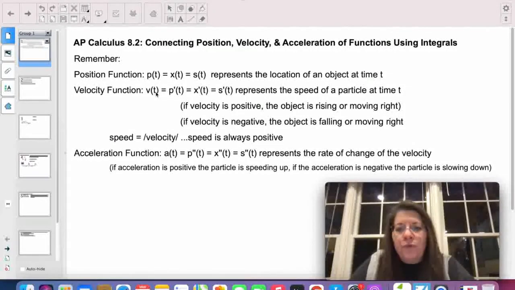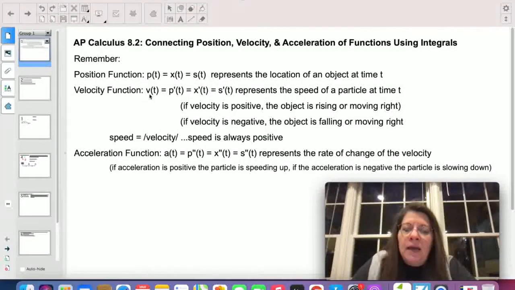A notation for the position function is P of t. Sometimes they use X of t. Sometimes they use S of t. And they represent a location of an object at a specific time. So if they mention something like P of 2 equals 10, what that would mean is at time 2, whether it's seconds, hours, minutes, whatever it is, then the object is 10 feet from the starting position.